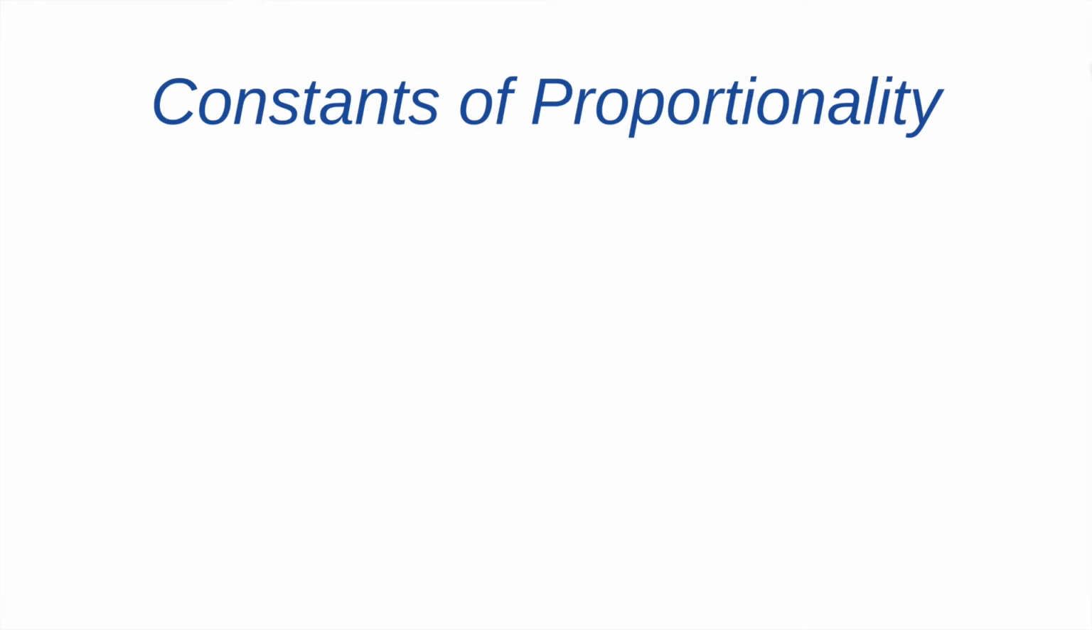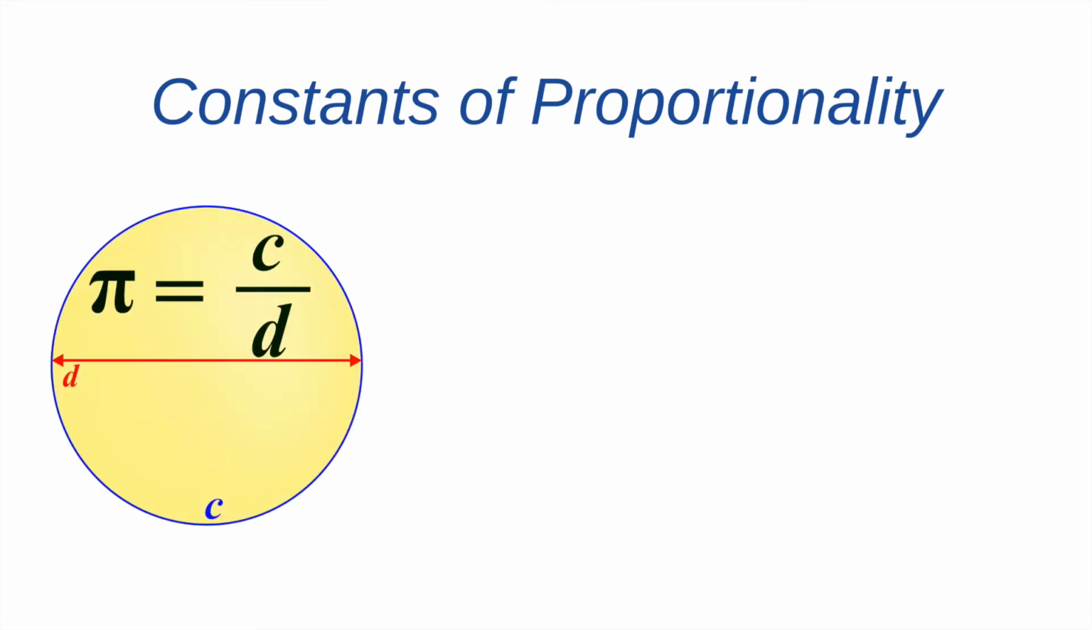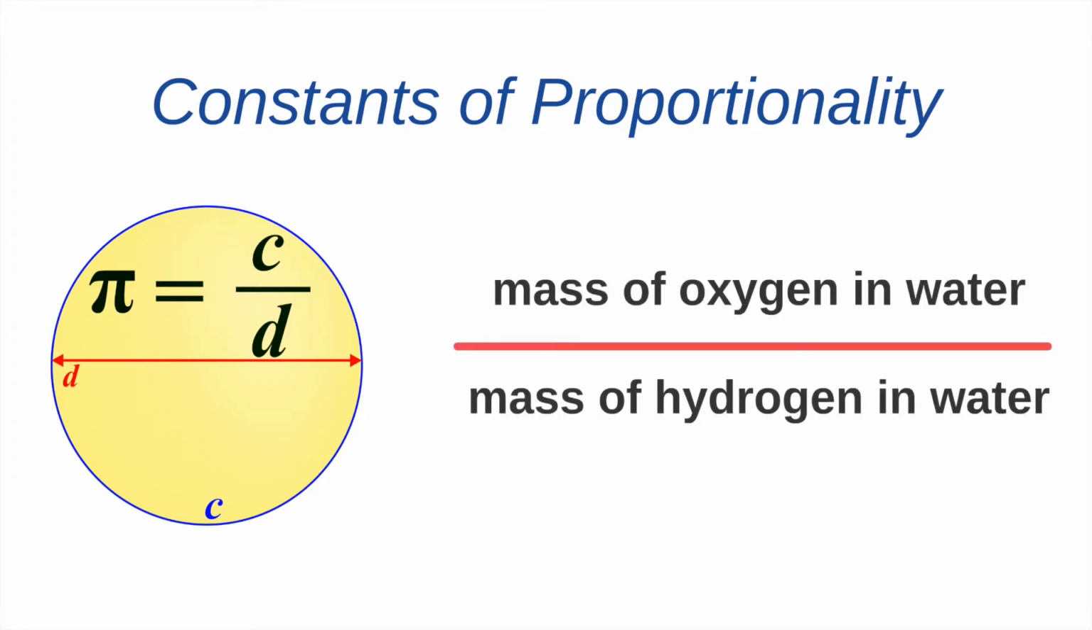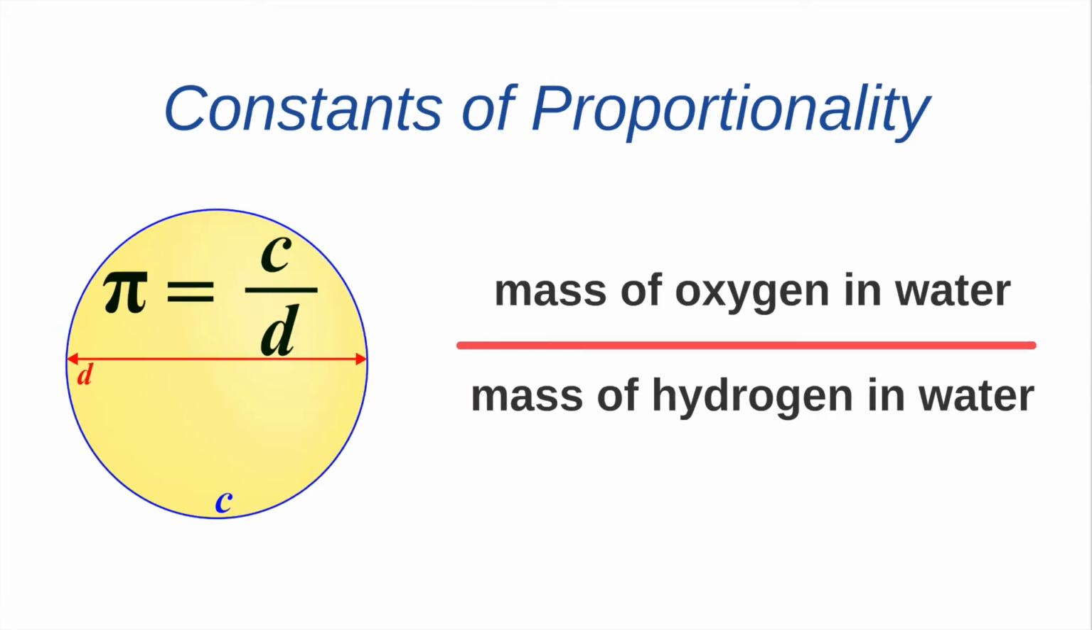Last time we learned about constants of proportionality, when the value of a ratio stays the same no matter what. And our first big example was pi, where the circumference of a circle divided by its diameter is always the same, no matter the circle. Another example we looked at was the mass of oxygen in water divided by the mass of hydrogen in water. And no matter how much water you have, this ratio is always 1 to 2. Let's see what other constants of proportionality we can find.